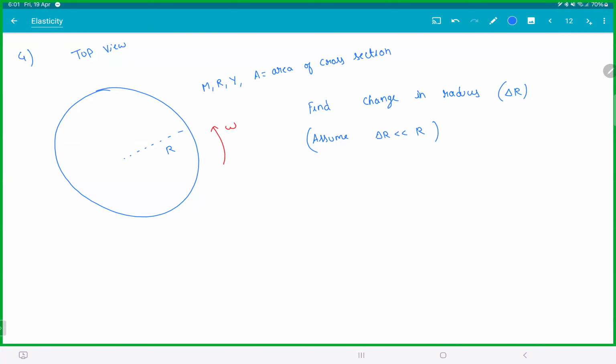Check it out. Get this thing. Young's modulus Y. Mass m, radius r. This is a ring rotating in a horizontal plane. First, get the tension. That's a standard question.